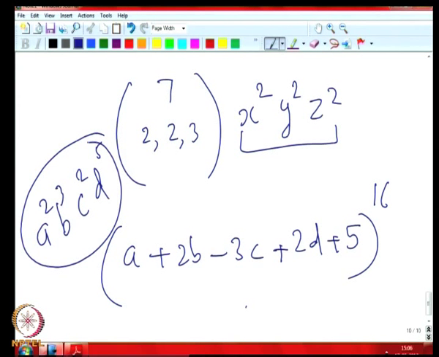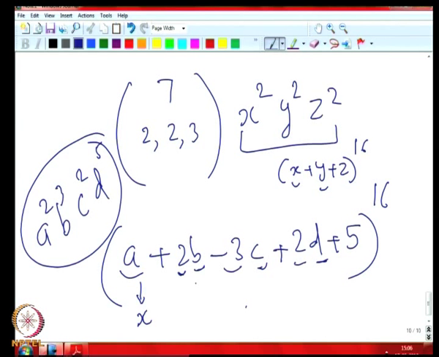So, this problem is not like x plus y plus z whole raised to 16, where you could have directly argued. Here a comes alone, but b comes with a coefficient already, c comes with a different coefficient, d comes with a different coefficient, and so on. So now what we do is we convert it to some other variables.